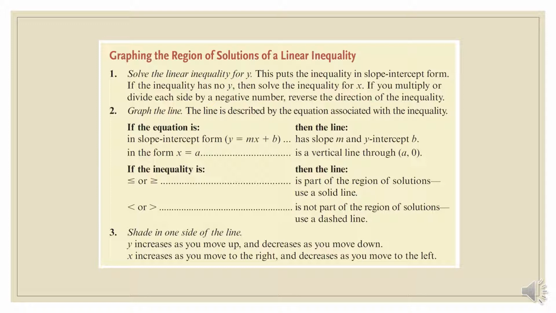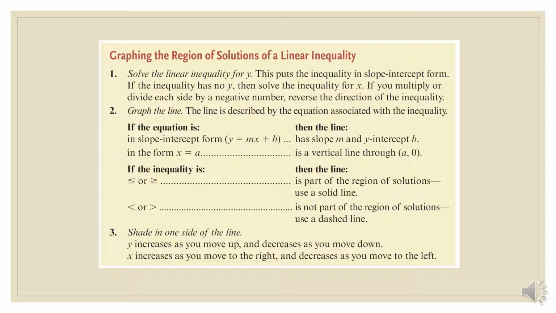Next, you're going to graph the line. So you're going to graph it just like we did in example 1. This time, though, we'll have to decide if we need to use a solid line or a dashed line. If you have a less than or equal to or a greater than or equal to in your problem, then you're going to use a solid line. If you have just a less than or a greater than, then you're going to use a dashed line.